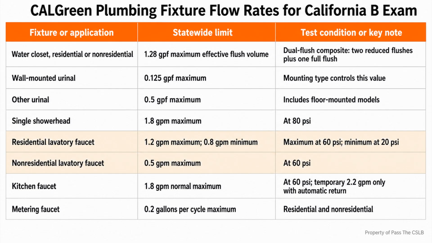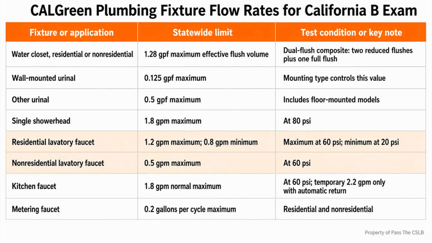A custom shower is where the flow rule becomes a coordination rule. The 1.8 gallons per minute limit at 80 pounds per square inch does not automatically multiply by the number of outlets in the enclosure. When multiple showerheads are controlled by a single valve, the combined flow of all outlets that can operate together must not exceed 1.8 gallons per minute. The alternative described in the source is a design that allows only one outlet to operate at a time.